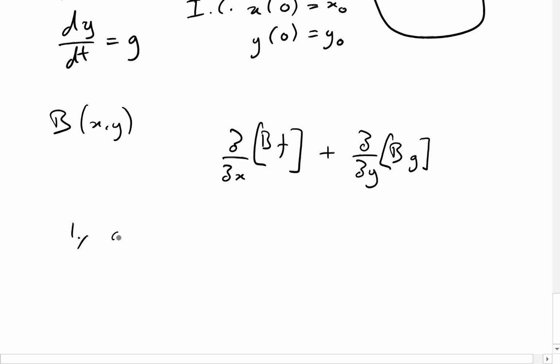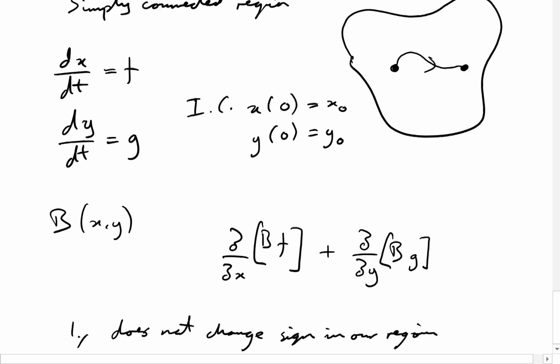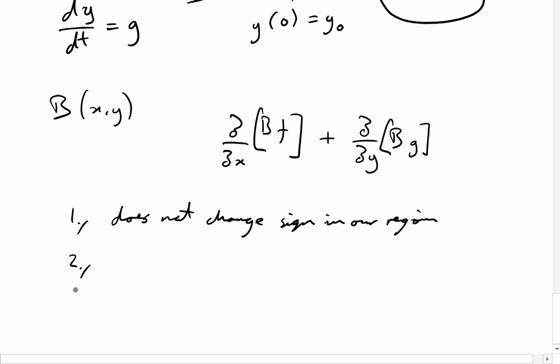The first condition is that it does not change sign within our region. So in other words, you've got our region here, and you've set this up and worked it out. If it doesn't change sign at all the points in our region, that's the first condition that has to be met. The second condition is that it's not identically 0. So it's not 0 at every point. It can be 0 at some points, but it can't be 0 at every point.